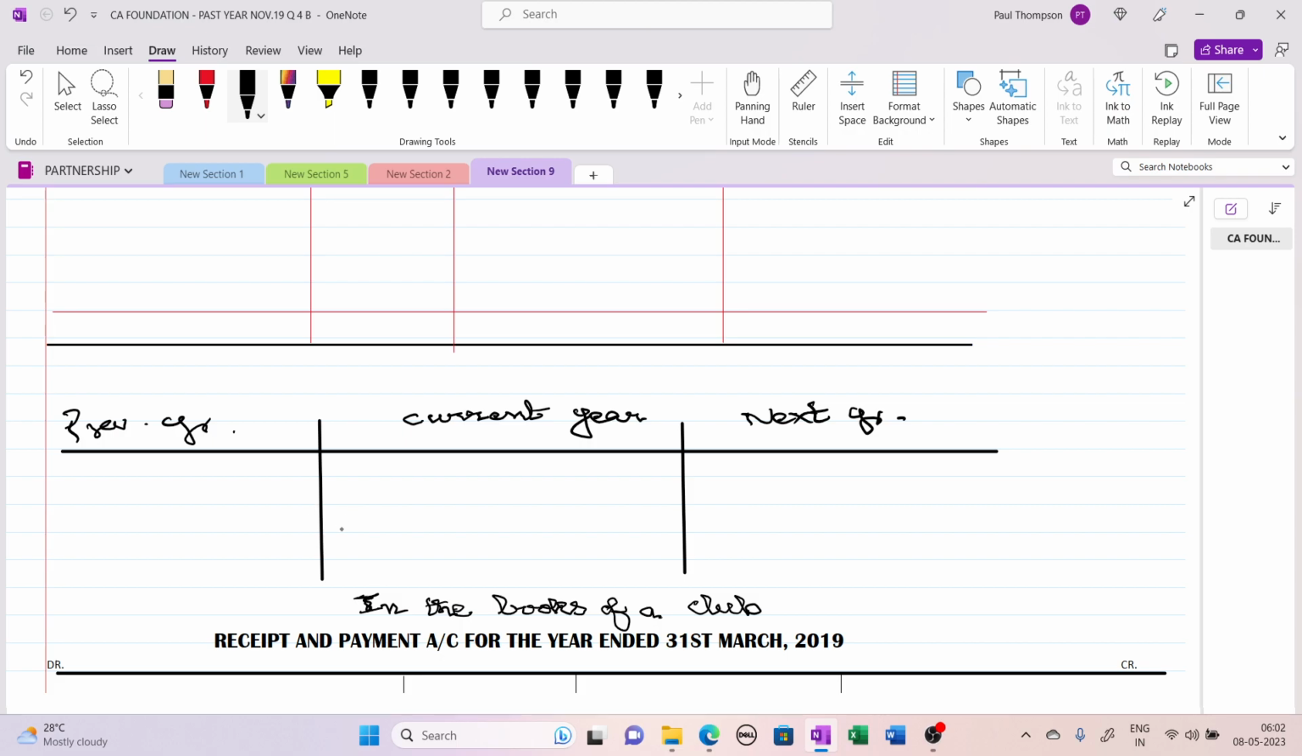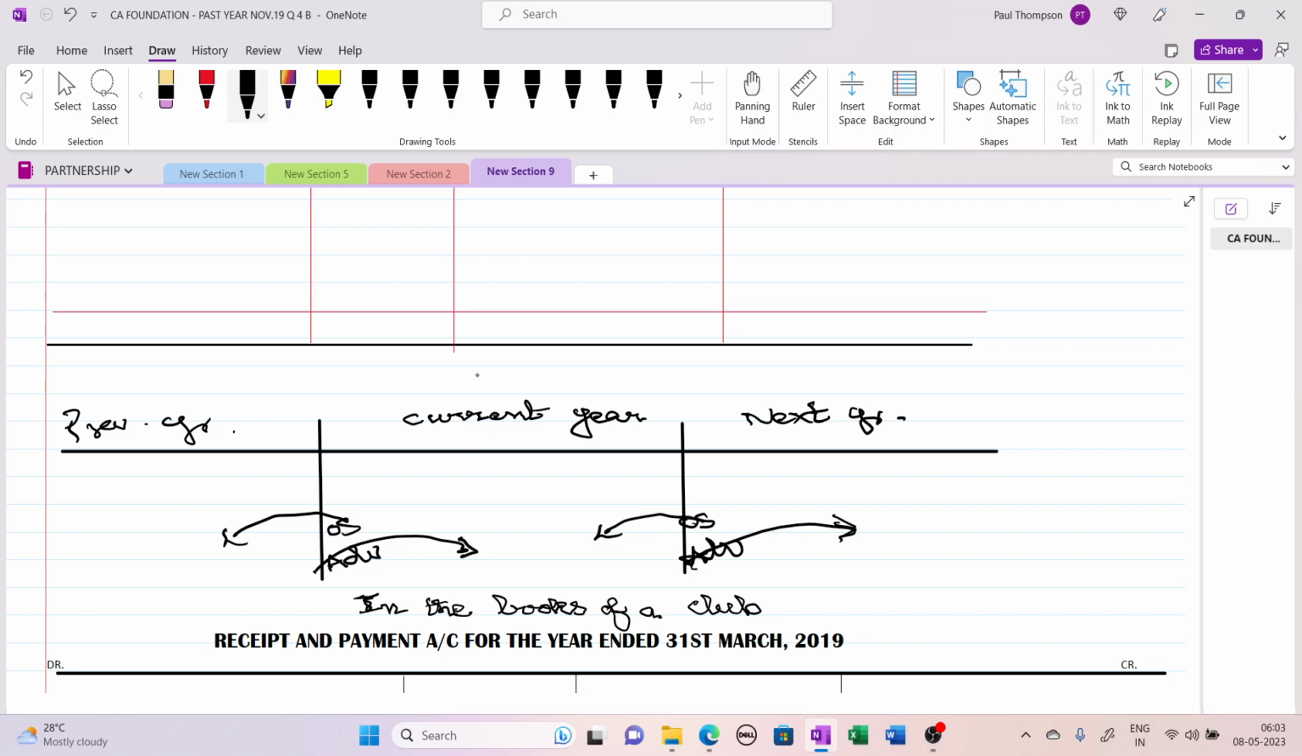So every year there is one outstanding and one amount received in advance. Here also there is one outstanding and one received in advance. Outstanding always belongs to the back year, and received in advance will always pertain to the next year. So here outstanding will fall into this year, and received in advance will go to the next year.